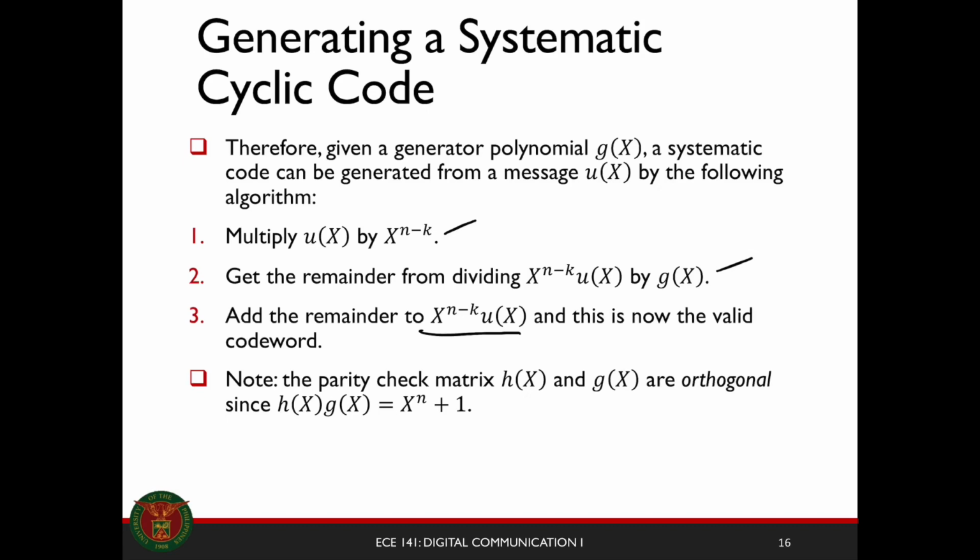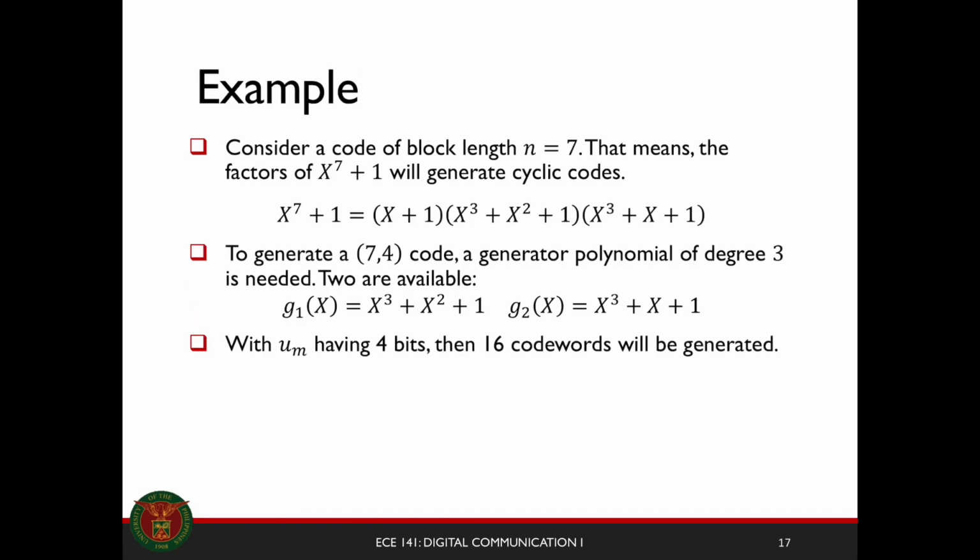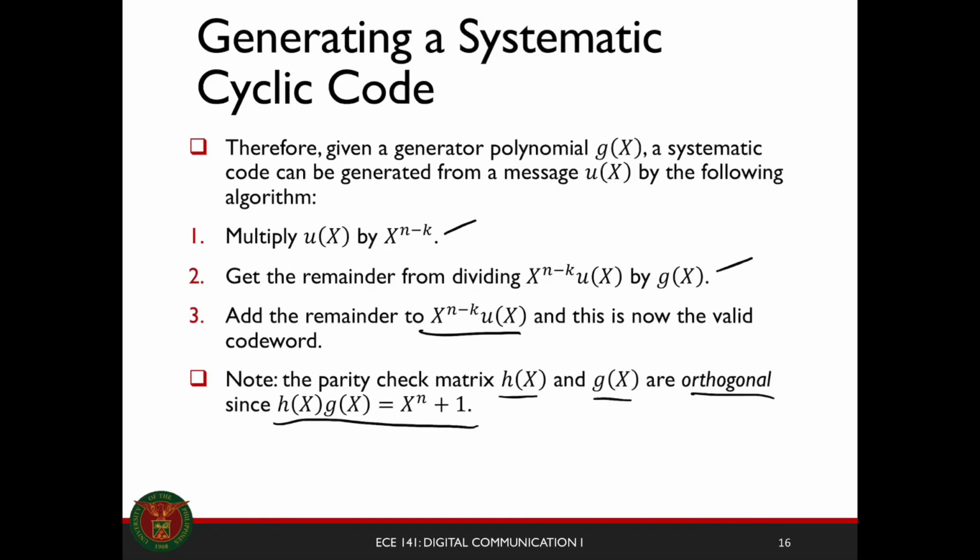Okay, so just some note before we end this part of the lecture. We call h of x and g of x orthogonal polynomials, since if we multiply them, they result to x to the n plus 1. Okay, so we'll leave this example for the next meeting, for the next part of the lecture, rather.